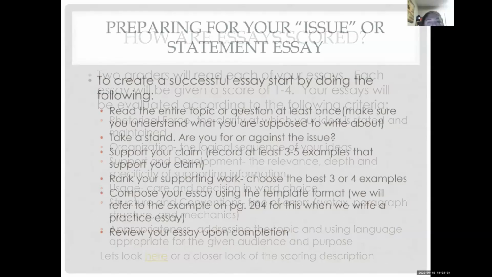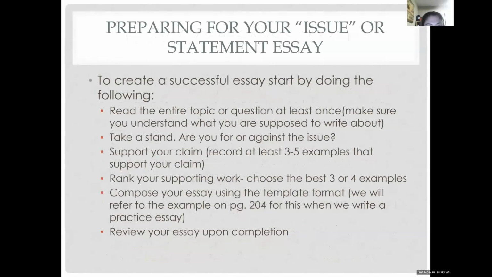Preparing for your issue or statement essay, we'll get to the scoring later. Create a successful essay, start by doing the following. Read the entire topic or question at least once. Make sure you understand what you are supposed to write about. Take a stand. Are you for or against the issue? Support your claim. Record at least 3 to 5 examples that support your claim.